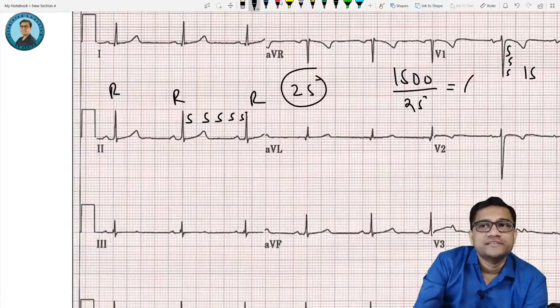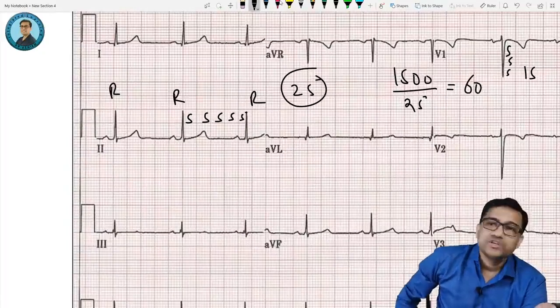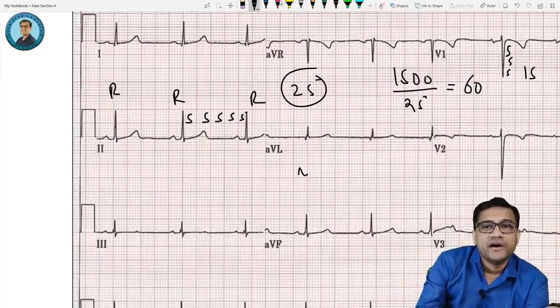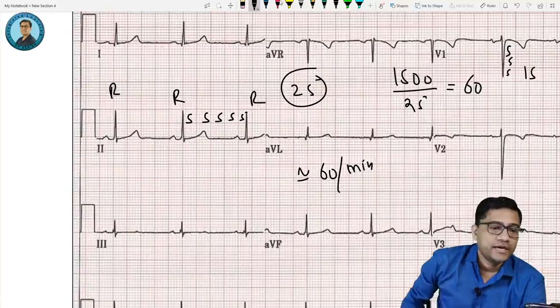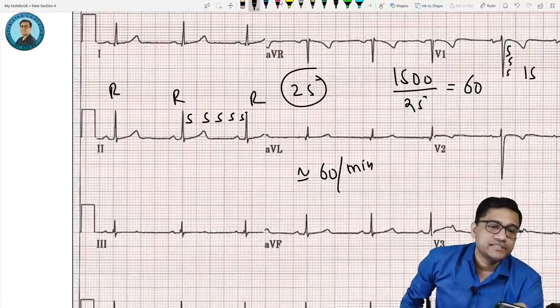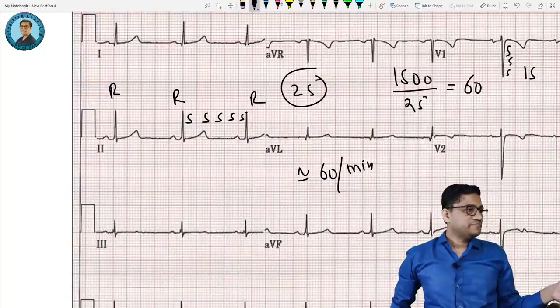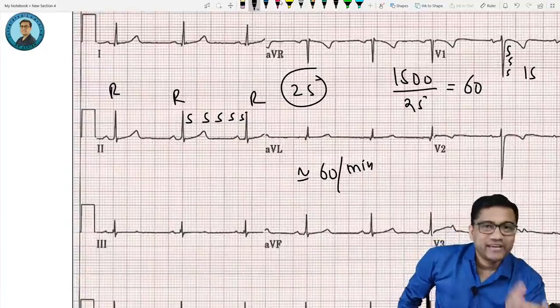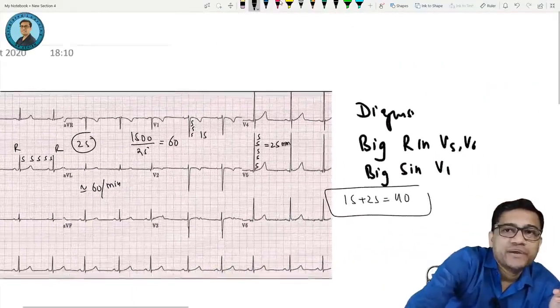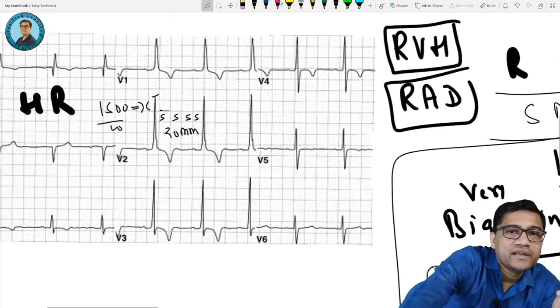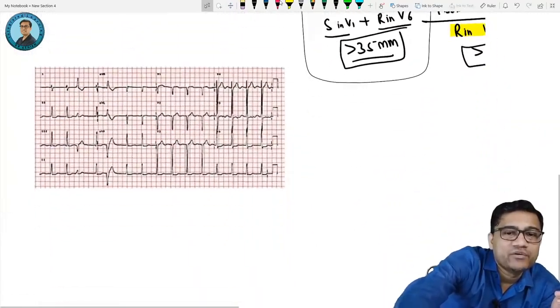It is 60, okay, clear? So that is around 60. So what is the heart rate? Around 60 per minute. Clear, easy. So 60 is the value. You can take 4 or 5, it doesn't matter. The main thing is that the concept should be clear.